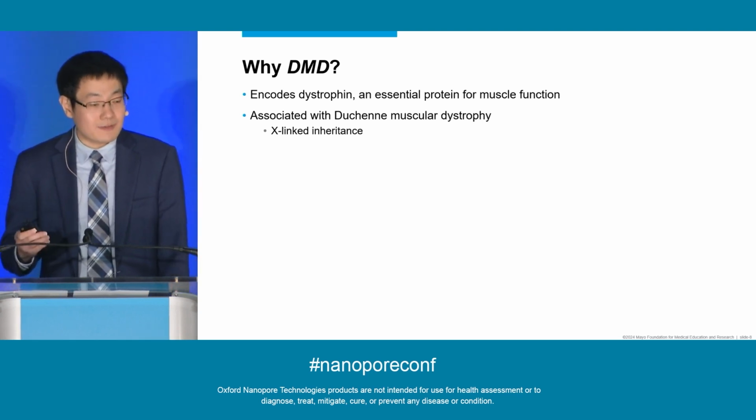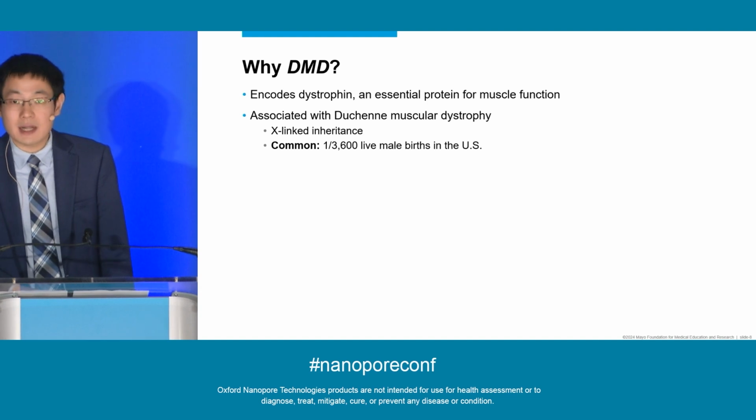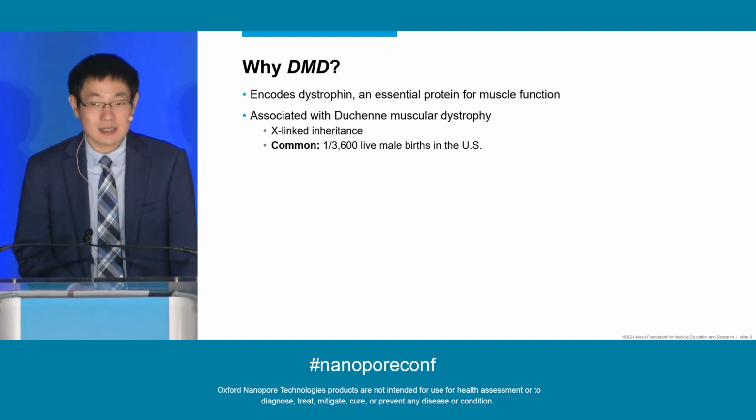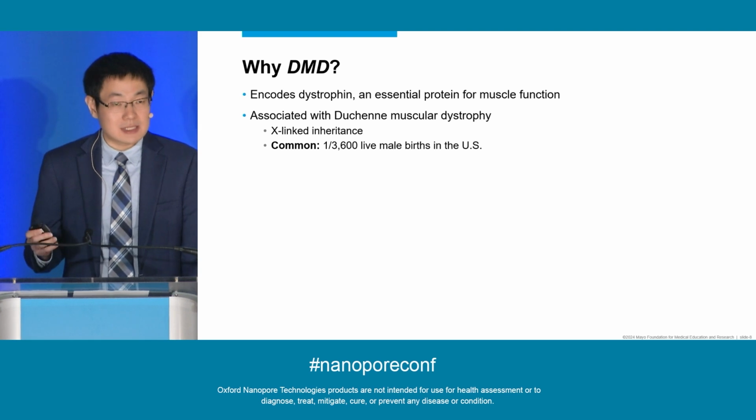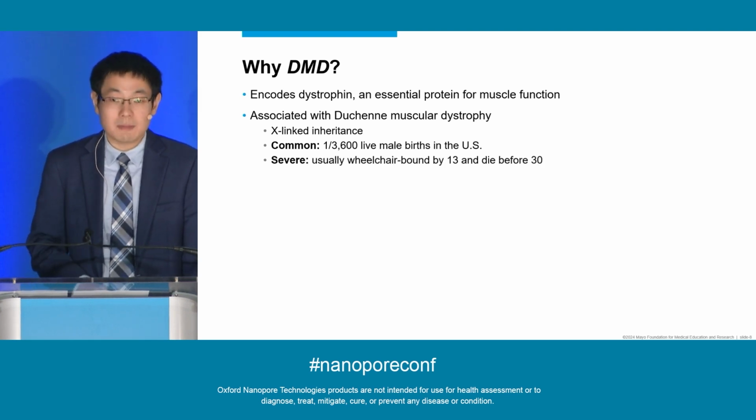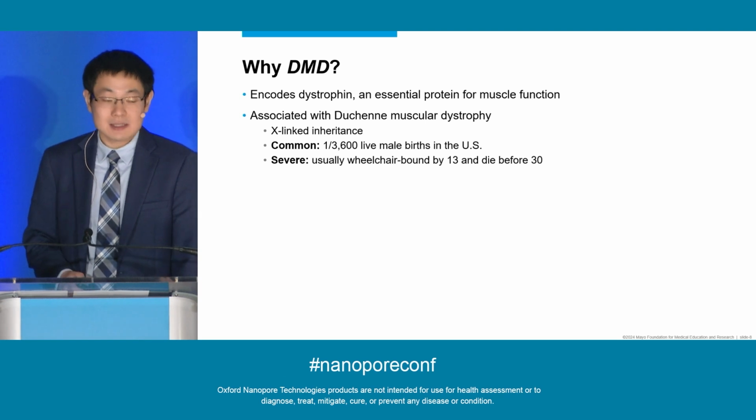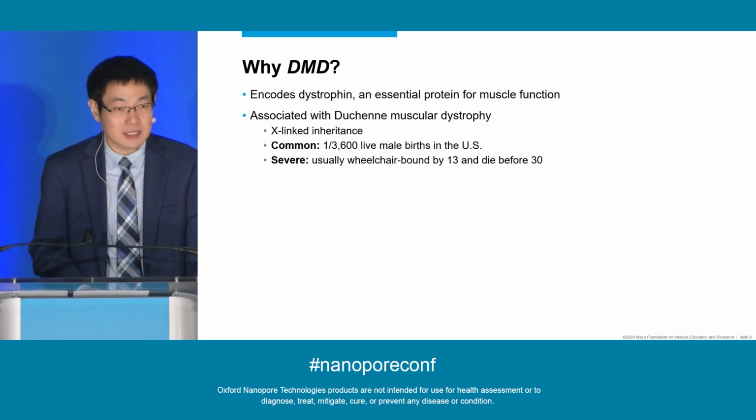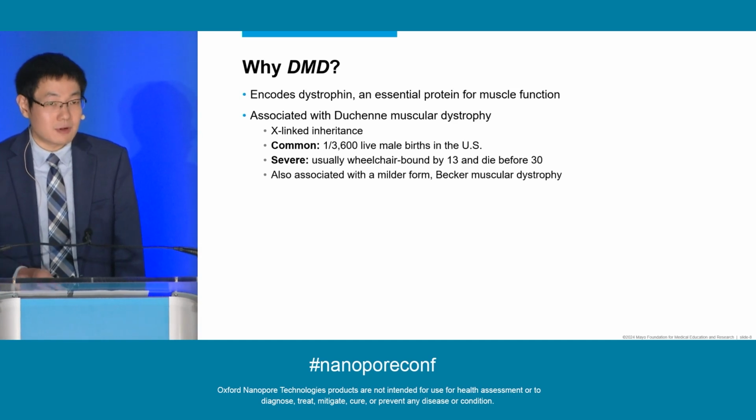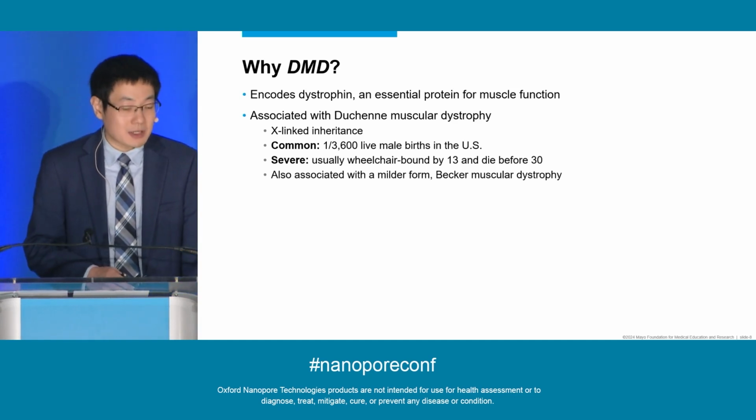This condition is fairly common, affecting roughly 1 in every 3,600 live male births in the United States. However, its consequence is highly devastating. These patients are usually wheelchair-bound by their teenage years and pass away before age 30. The gene DMD is also associated with a milder form of muscular dystrophy known as Becker muscular dystrophy.